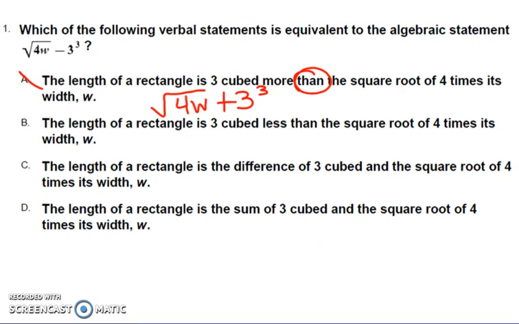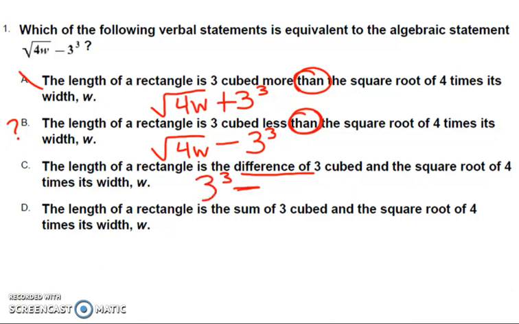The length of a rectangle is 3 cubed again, 3 to the third power, less than, my keyword than, so that's going to go after my subtraction, the square root of 4 times its width, w. 4w. Well, that looks pretty close, but I'm going to put a question mark there. We do want to check the rest of it. The length of a rectangle is the difference of. Well, difference of means I'm subtracting, but it doesn't have the word than, so I'm going to subtract in the order that it's given to me. So 3 cubed first, and subtraction, the square root of 4 times its width, so 4w. Well, it's switched around, so that can't be the same thing.